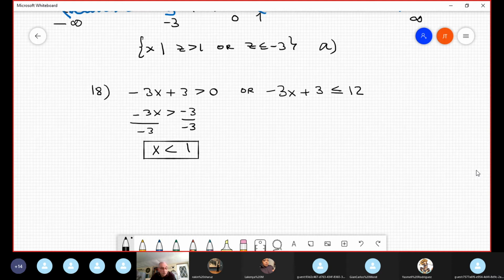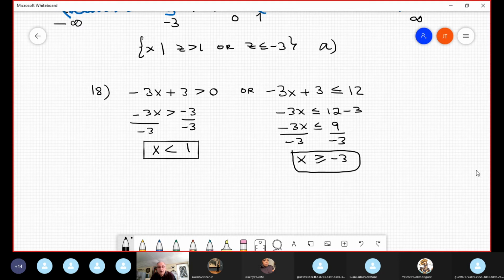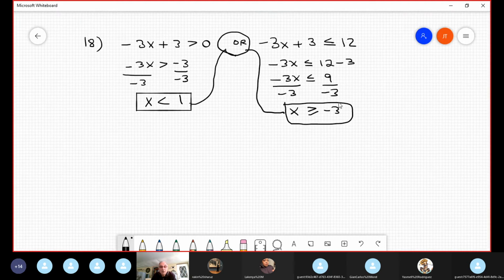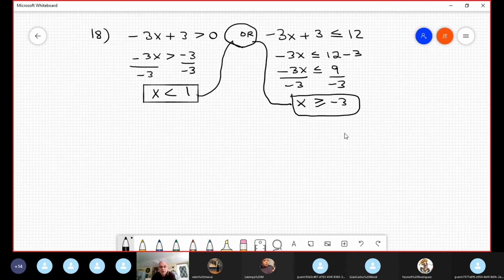Okay, let's move on to the second. The second is minus 3x less than or equal to 12 minus 3, no? Which is 9. Divided by negative 3. X greater than or equal to minus 3, switching, reversing when it's division by a negative number. Okay, now finally we're connecting this and this using OR. And the connection we are doing graphically always.